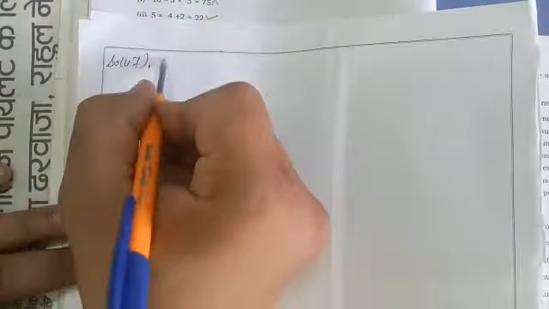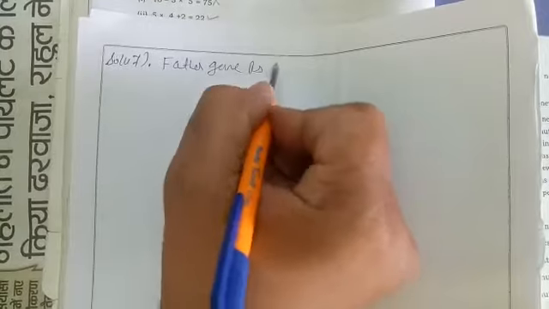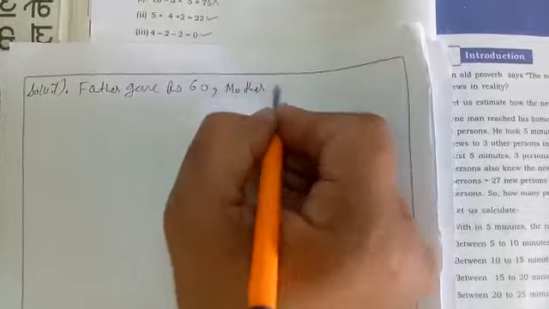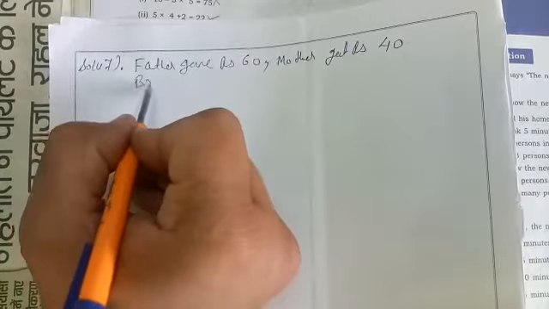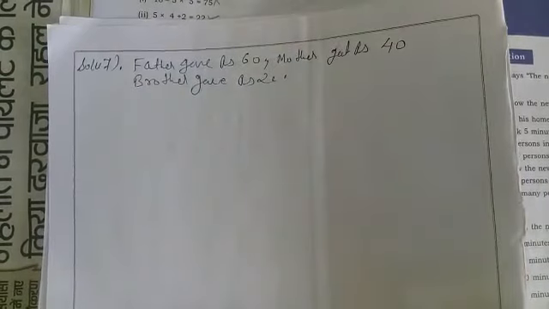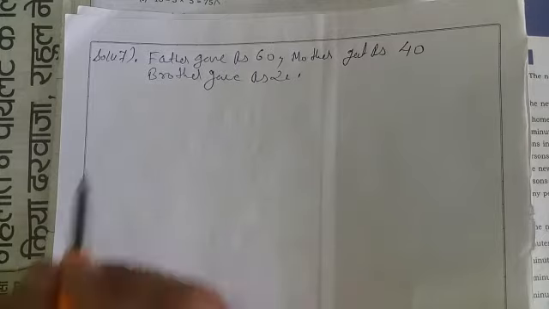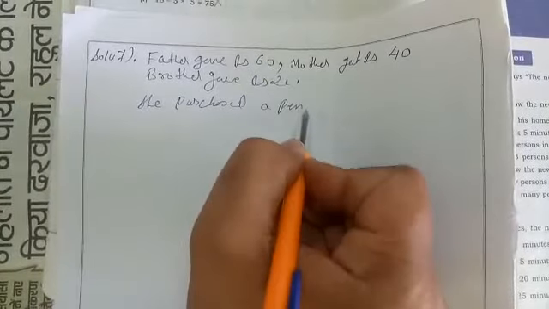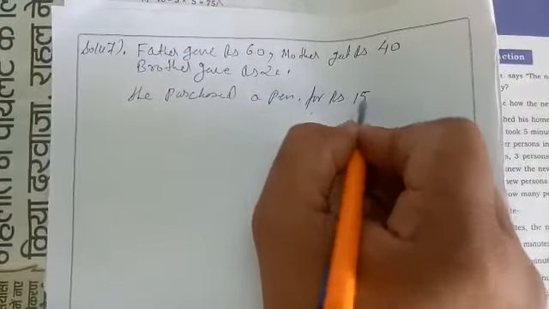How much did the father give to Pooja? Father gave rupees 60. Then how much did mother give? Mother gave rupees 40. And how much did brother give? Brother gave rupees 20. Is it clear? Now she purchased a pen. She purchased a pen for rupees 15.